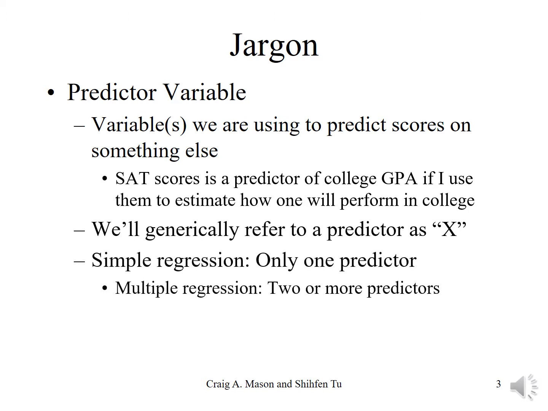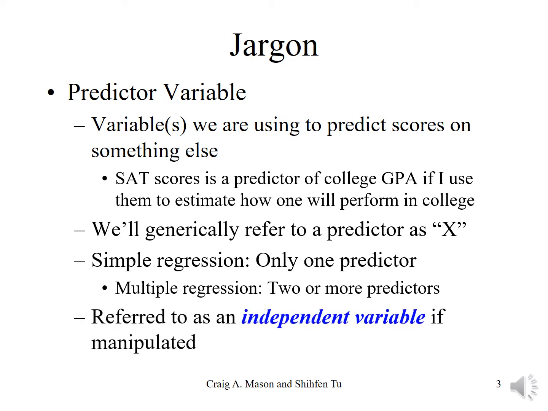Also, in this set of videos, we'll focus on what's called simple regression. That's where you only have a single predictor variable. If you have more than one predictor variable, you need to perform a multiple regression. I'll make reference to multiple regression from time to time, but we won't cover it here. Finally, I should note that you may also see a predictor variable referred to as an independent variable if the predictor is something that's being manipulated by the researcher.